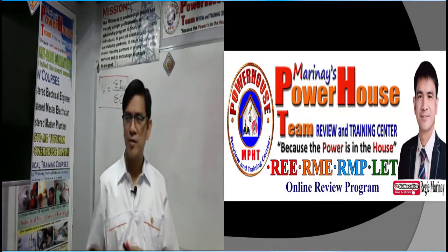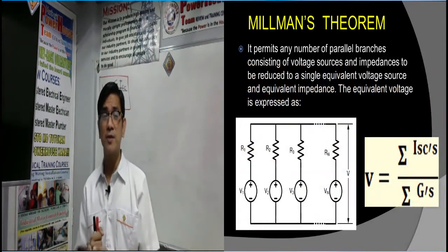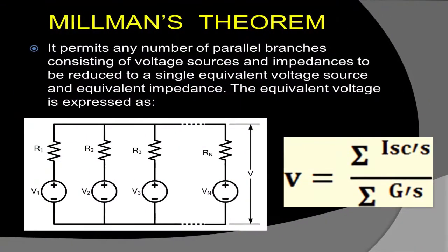Let's go now to our topic. Our topic for today is about Millman's Theorem. It permits any number of parallel branches consisting of voltage sources and impedances to be reduced to a single equivalent voltage source and equivalent impedance.